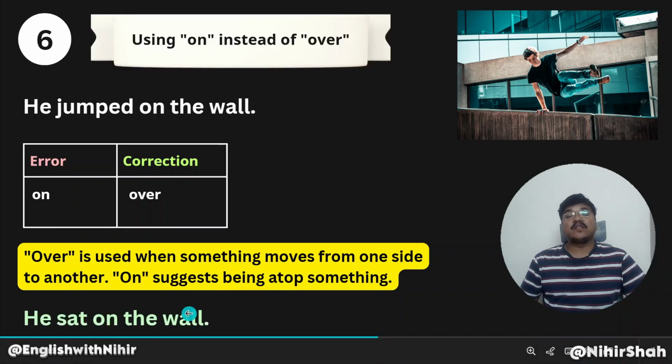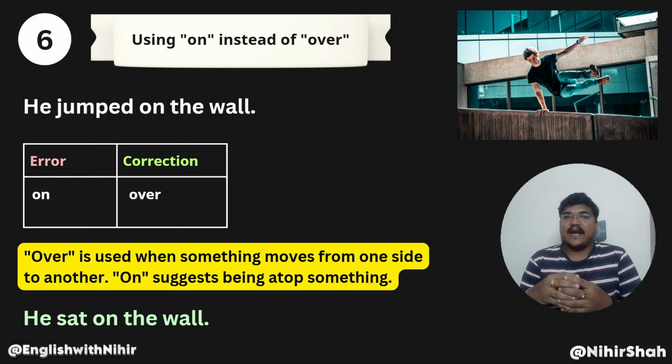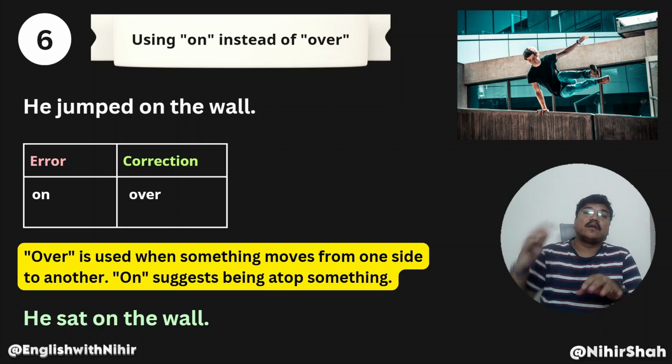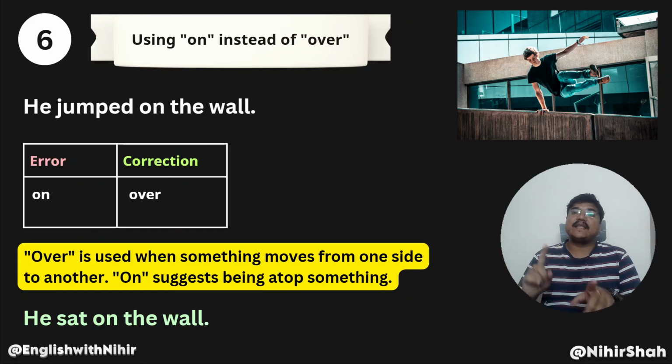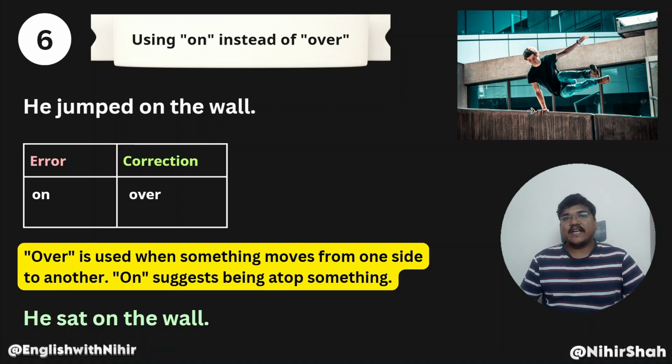He sat on the wall. So if you are sitting on the wall, in that case you can say he sat on the wall or I sat on the wall. Okay. But when you are going from one side to another side, in that case you have to use over. Okay. From this figure also you are able to understand. Let's move on to the next mistake.